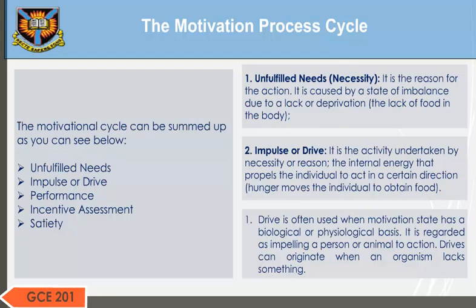The motivation process cycle. The motivational cycle can be summed up as you can see below: unfulfilled needs, impulse or drive, performance, incentive assessment, satiety. 1. Unfulfilled needs or necessity. It is the reason for the action. It is caused by a state of imbalance due to lack or deprivation.